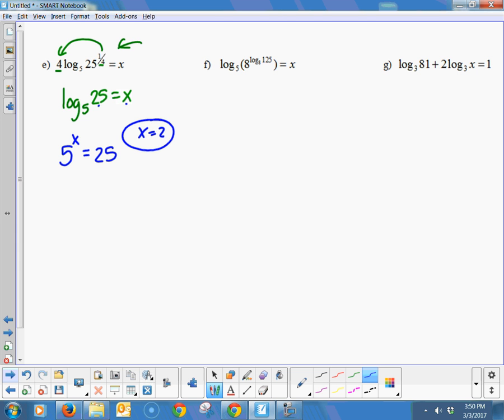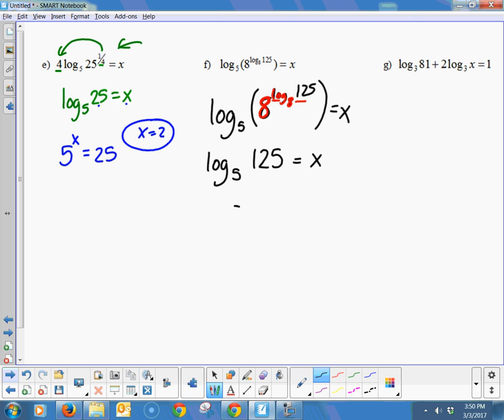Part F. I'm just going to write it nice and big so that I can see it. Log base 5 of 8 to the log base 8 of 125 equals x. Well, the big idea here is that exponentiation, 8 to the something, and log base 8 are inverse operations. They undo each other. And so if we have 8 to the log base 8 of something, what we get is the something. So it's log base 5 of 125.